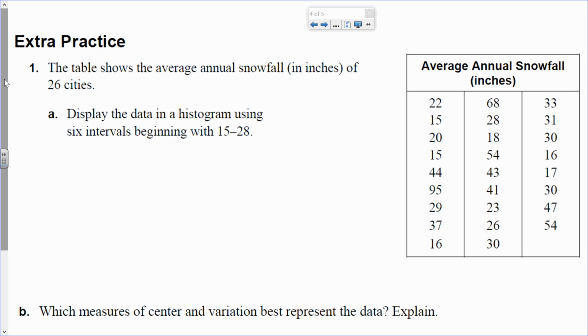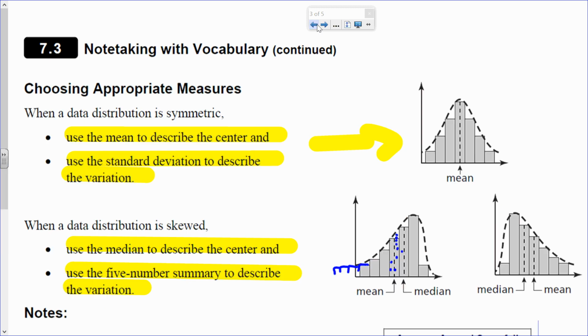So, 26 cities. The lowest inches of snow was, you could see, where is it, 10, I think, or 15, huh? Yeah, 15. And the highest would be 95 inches. That's a lot of snow. Anyway, look at what A says. Display the data in a histogram. So we're going to make one histogram today. But before we make the histogram, we've got to make the frequency table. So right above this on your paper, where it says extra practice, there's some space for notes.